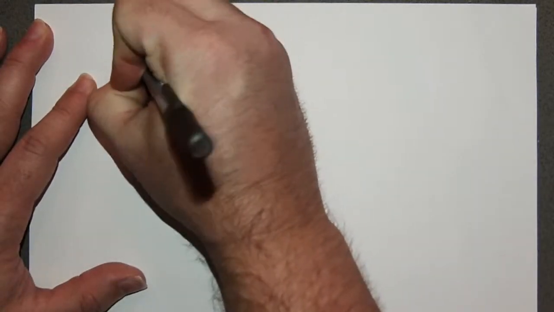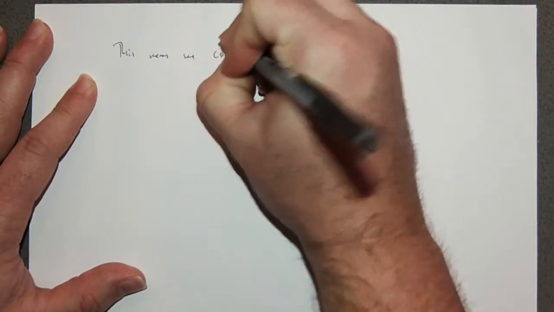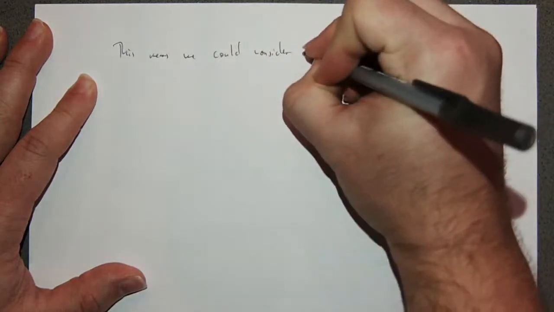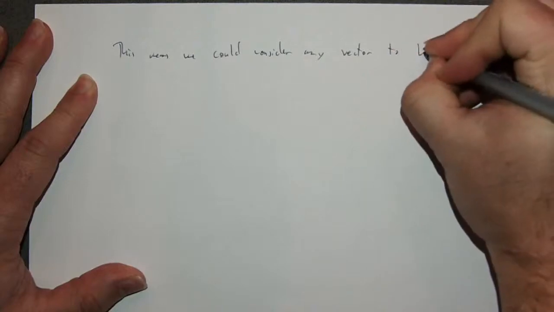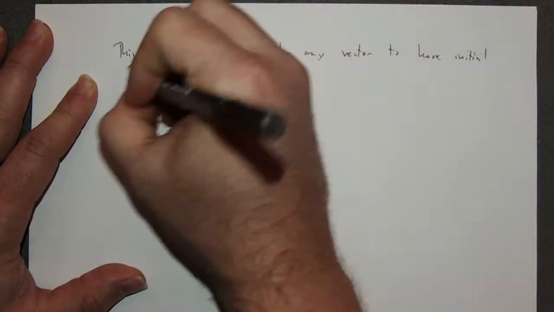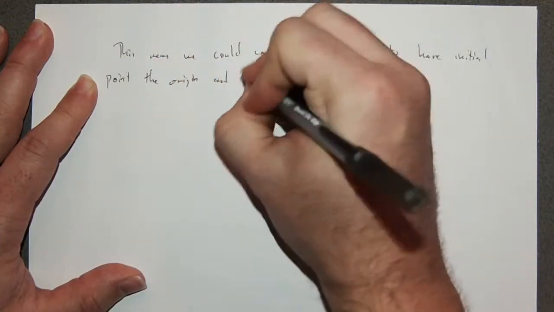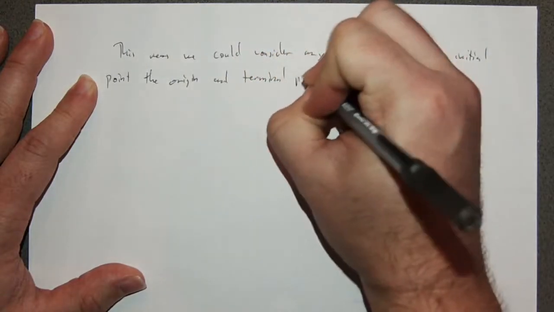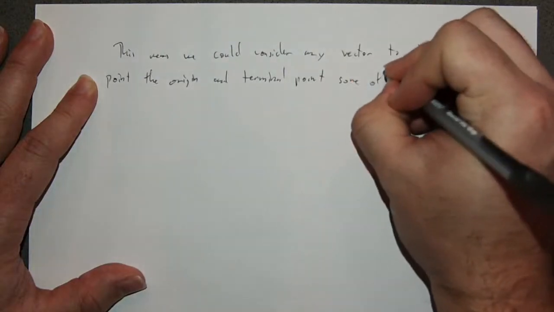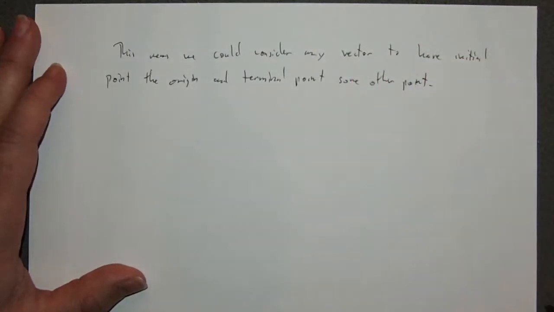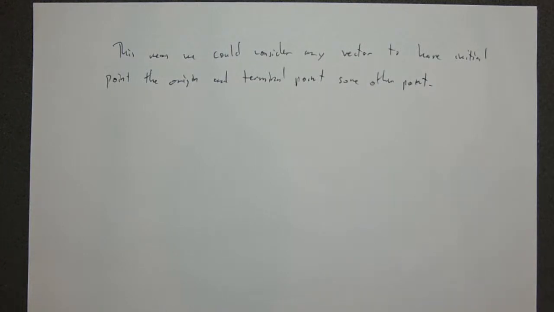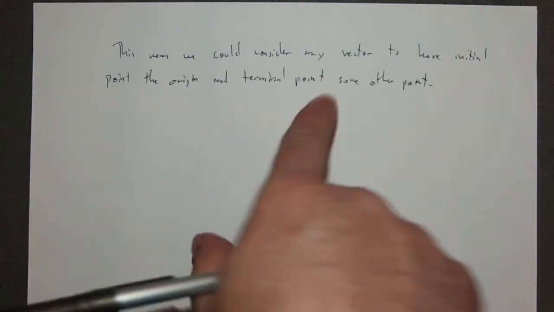Okay, so this means we could consider any vector to have initial point the origin, and terminal point some other point. And I'm glad everybody was spamming origin. That's good. So that's the exact idea. So we can move it so that the initial point is the origin and the terminal point is some other point.